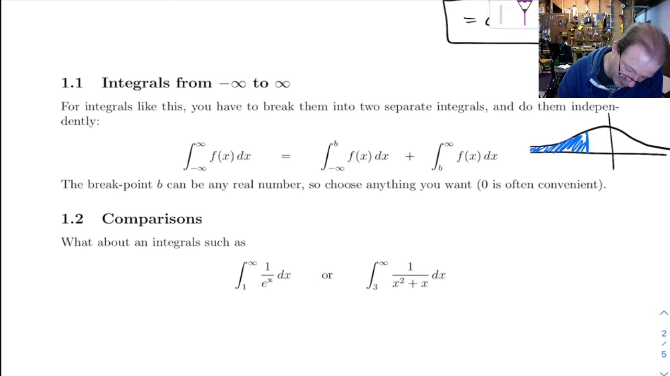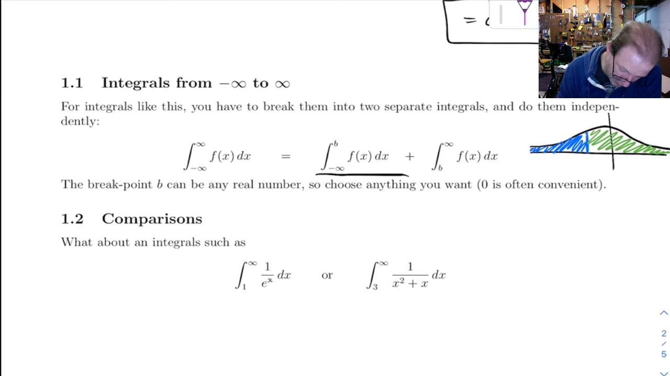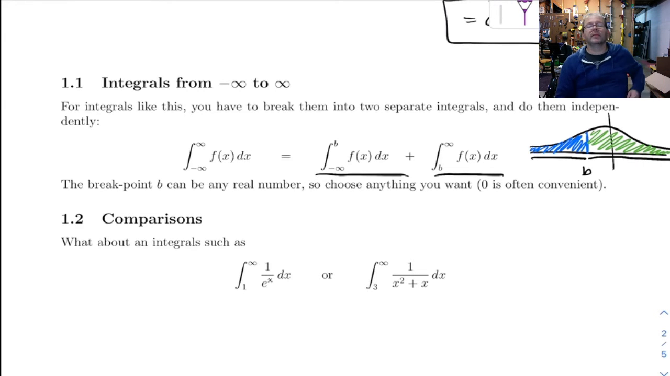And you find this area, and then you find this area, and you add them together. And it doesn't matter where that split point is. It can be anywhere on the real number line. So that's what's going on here. This is the area up to b. This is the area from b to positive infinity. And you just add those together. And b can be any number you want. 0 is a convenient thing to choose sometimes. Basically, you just want to choose something that's easy to plug in.